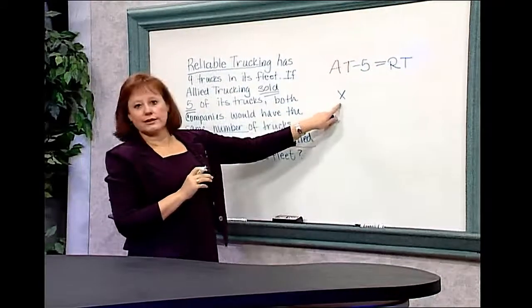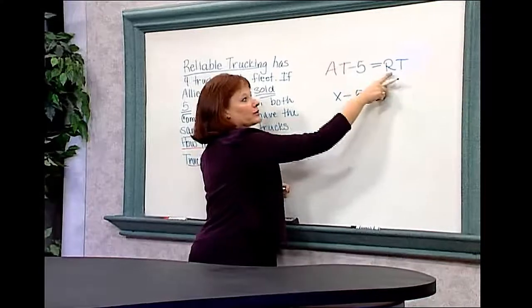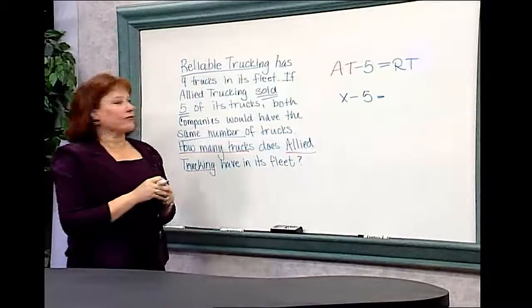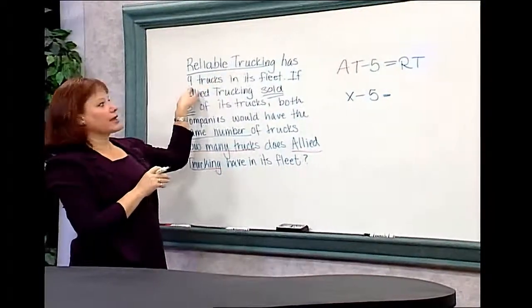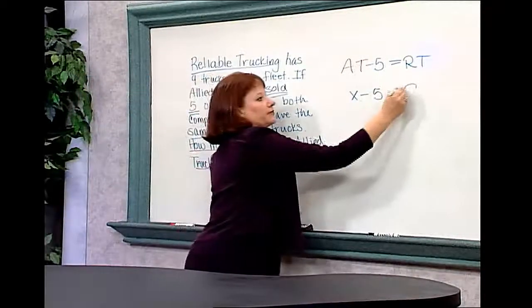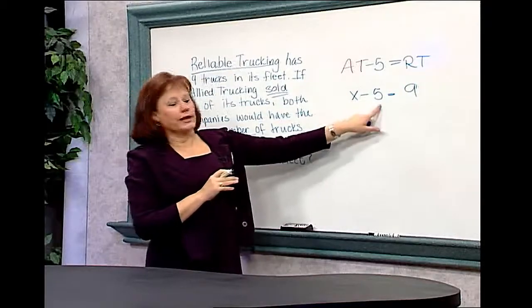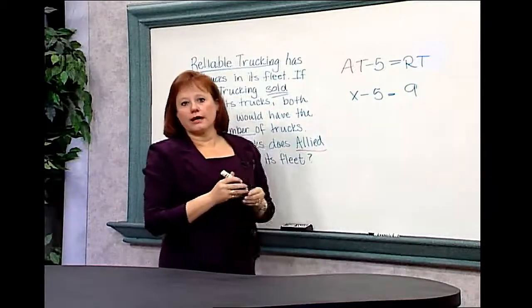That's the unknown. That's the thing we're trying to find. We've got x - 5 equals the number of trucks in Reliable Trucking's fleet. If we look back up here, Reliable Trucking has 9 trucks. So the number of trucks in the fleet is 9. Our equation is Allied Trucking - 5 is equal to 9.